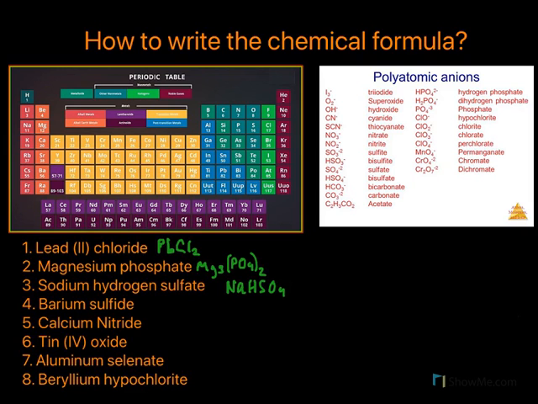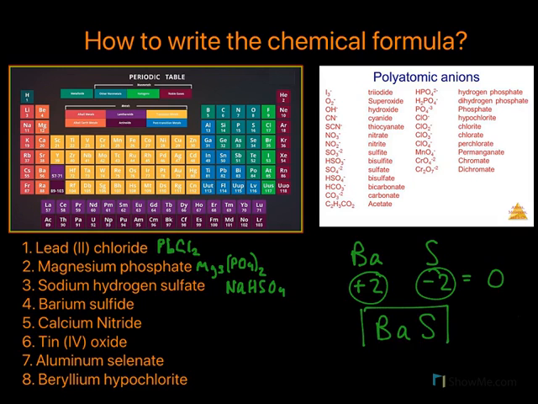For the next one, number 4, we have barium sulfide. Barium is a plus 2 charge, and sulfide is a minus 2 charge. So plus 2 minus 2, add these together, you get 0. So that means this is correct, 1 barium atom and 1 sulfur atom. So this then is the chemical formula for barium sulfide.